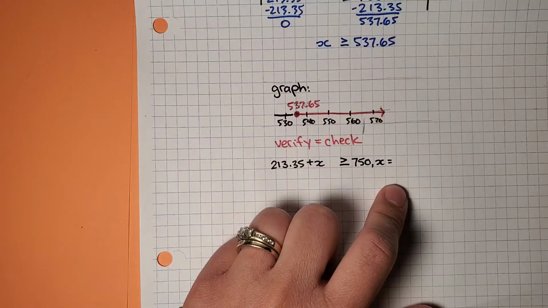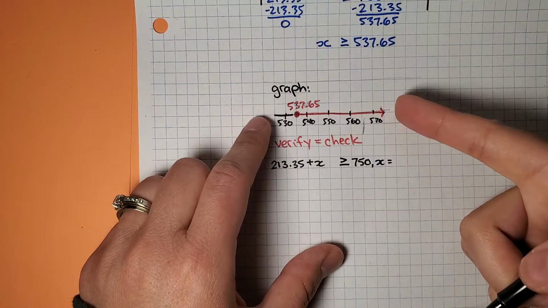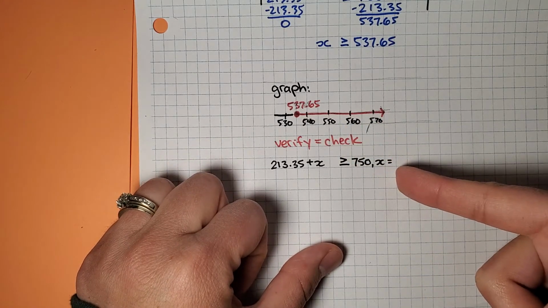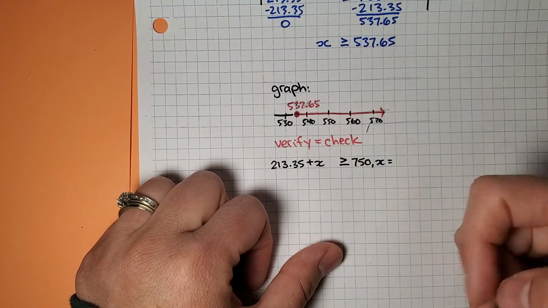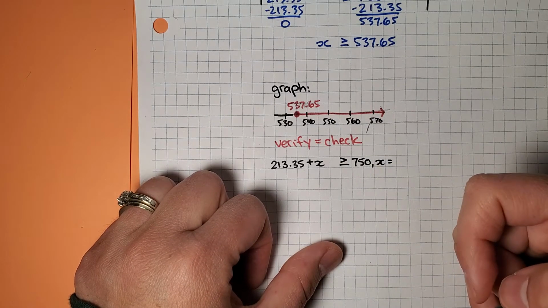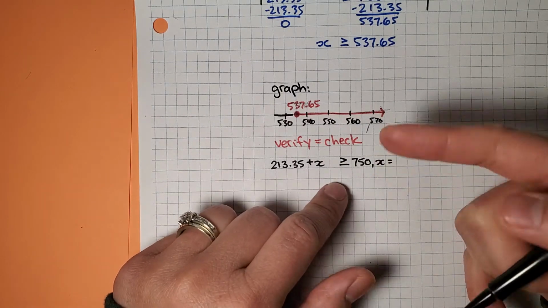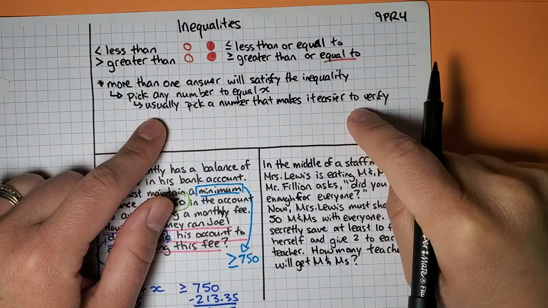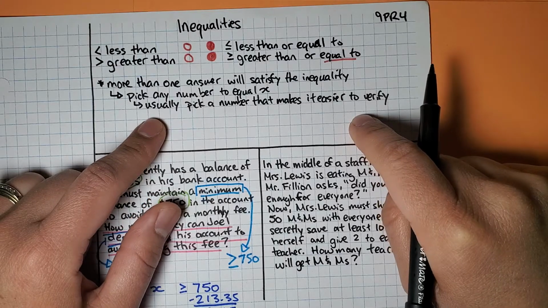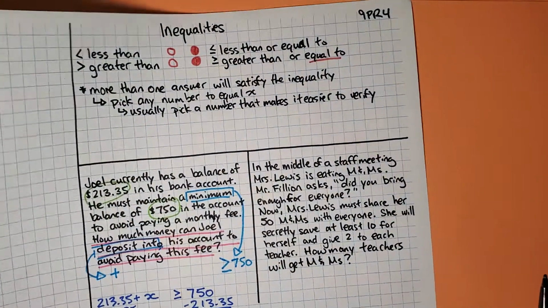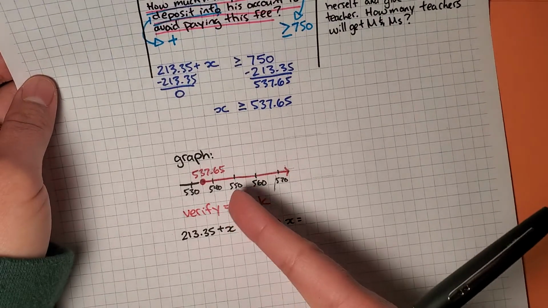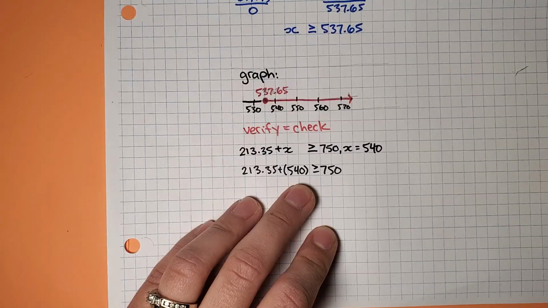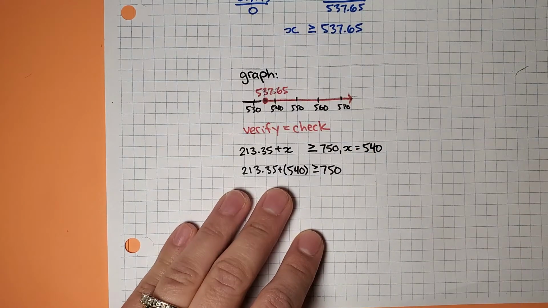Last step, check. The reason why we graphed first was so we could clearly see which x we could choose. So remember, it has to be anything greater than $537.65. So you can pick any number. When verifying, I usually pick a number that makes it easier to verify. Like, I'm not going to pick $537.66 because that's working with decimals. Let's pick an easy number. Let's pick 540.